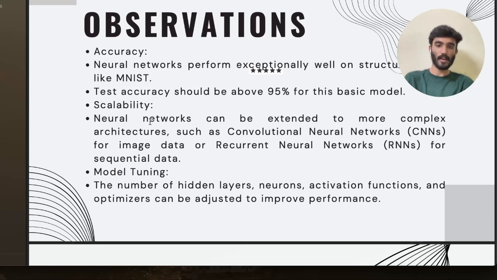Scalability: neural networks can be extended to more complex architectures such as convolutional neural networks for image data or recurrent neural networks. Model tuning: the number of hidden layers, neurons, activation functions, and optimizer can be adjusted to improve performance.